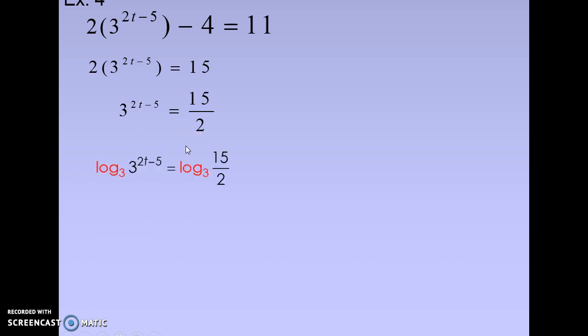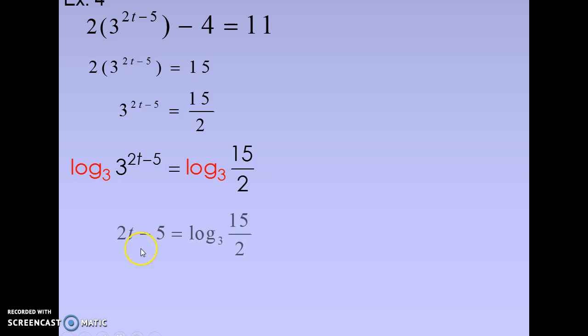So what's next? Well, we use our log base formula. We have a base 3 here, so let's go ahead and change that to log base 3 of 3 to the 2t minus 5 equals log base 3 of 15 over 2. And just like we've been doing, this log base 3 and this 3 will cancel out to leave me with 2t minus 5 equals log base 3 of 15 over 2.